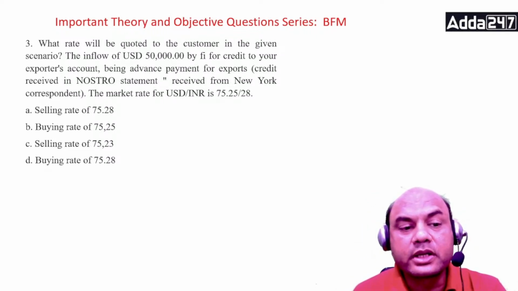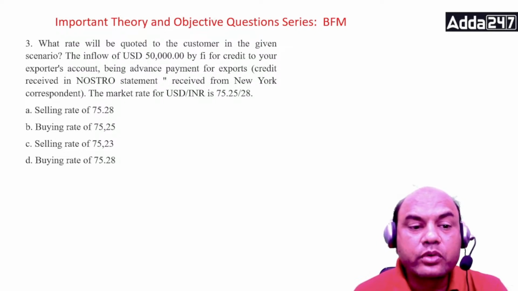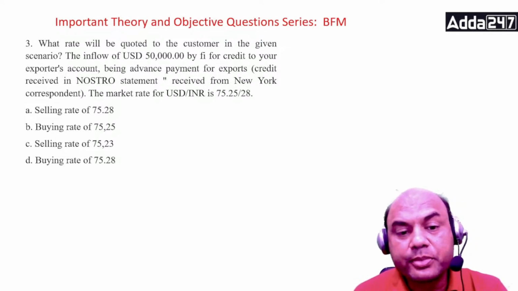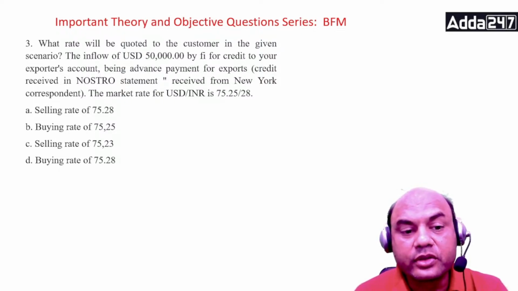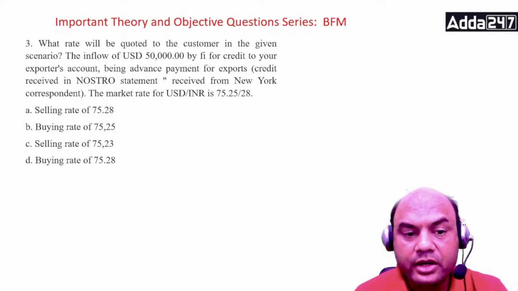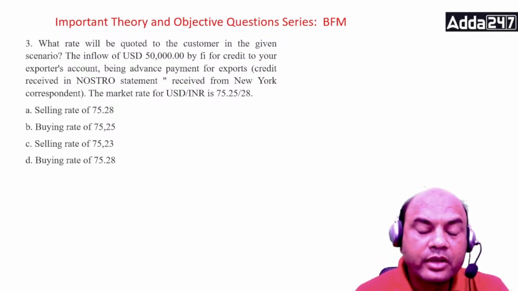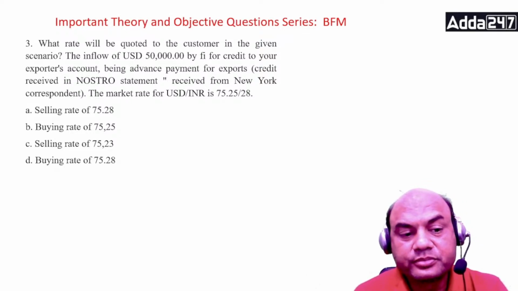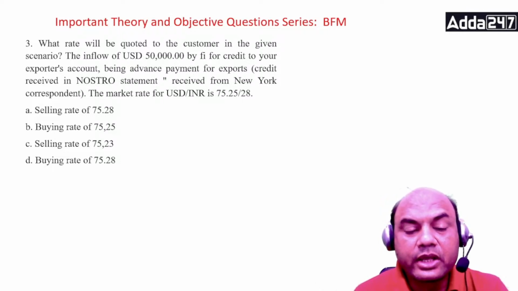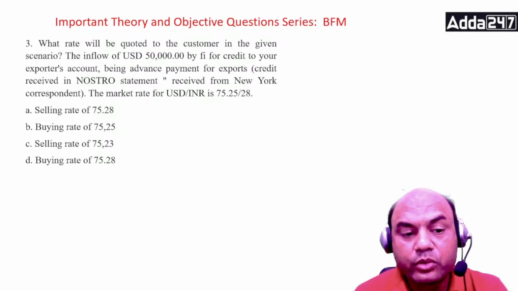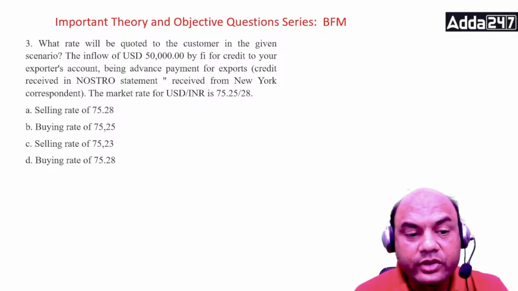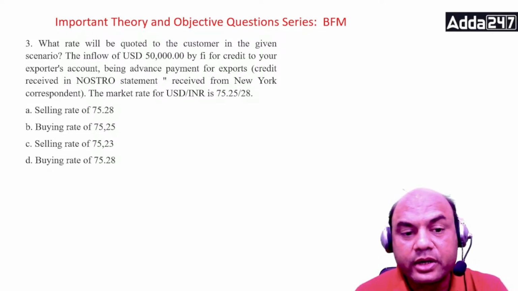What rate will be quoted to the customer in the given scenario? The inflow of USD 50,000 by the FI, foreign institution, for credit to your exporter's account, being advance payment for exports. Credit received in Nostro statement received from the New York correspondent. The market rate for USD is 75.25 and 75.28. So what will I use? Buying rate or selling rate? 75.25 or 75.28?